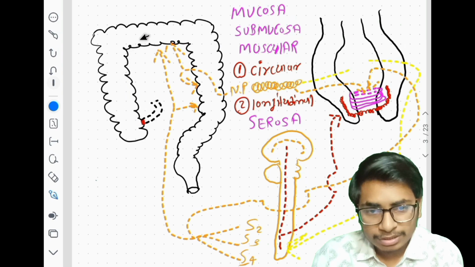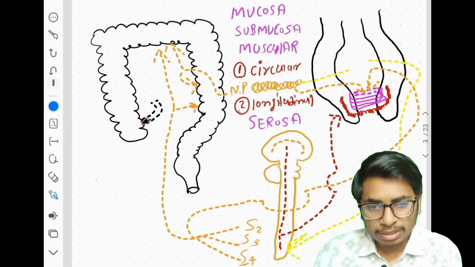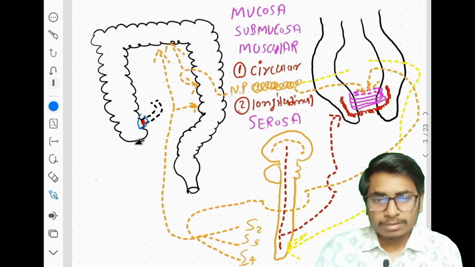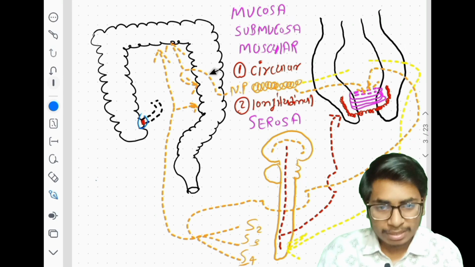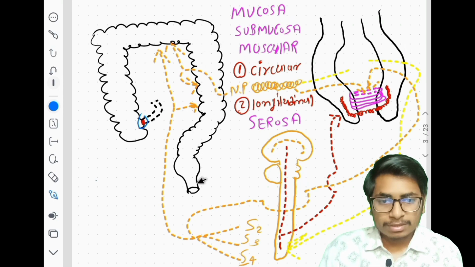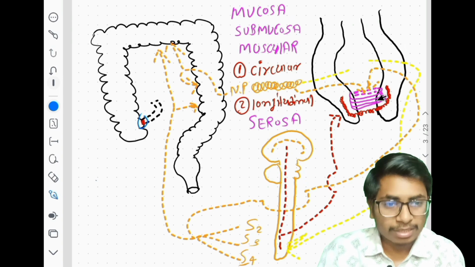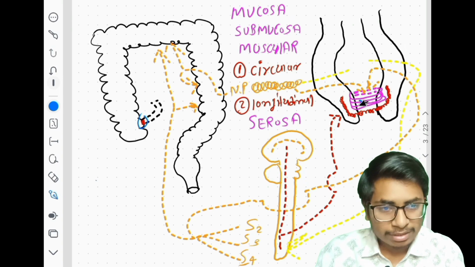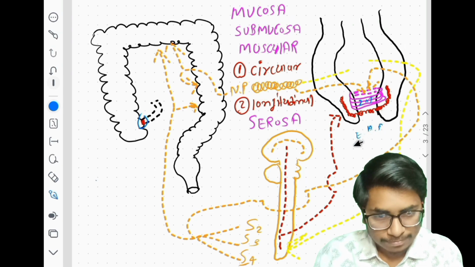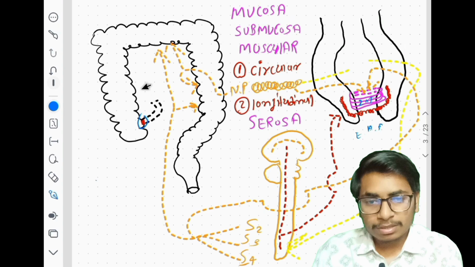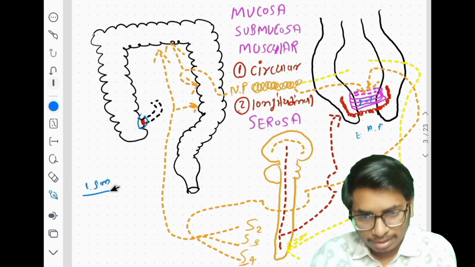Here is the large intestine, which is a continuation of the small intestine through the ileocecal valve. The large intestine has an ascending part, transverse part, descending part, sigmoid part, rectum and anal canal. At the anal side, there are two sphincters, the internal anal sphincter and the external anal sphincter. The whole large intestine is about 1.5 meters in length.